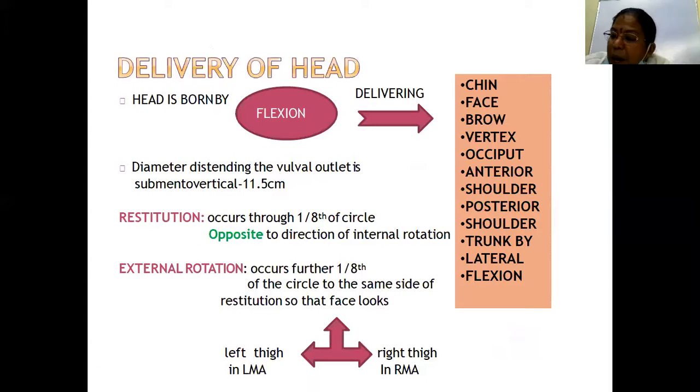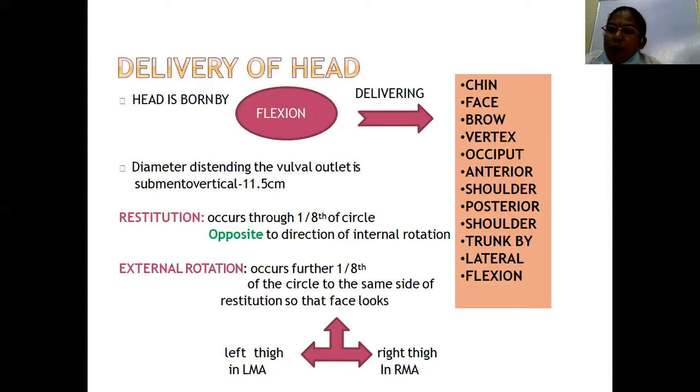Then during cephalic presentation, the head is delivered by extension. But here, the chin is facing forward, so the head delivery will be by flexion. The submentum is hinging under the pubic symphysis, so for the delivery of the baby, it should be delivered by flexion. So the head is born by flexion.